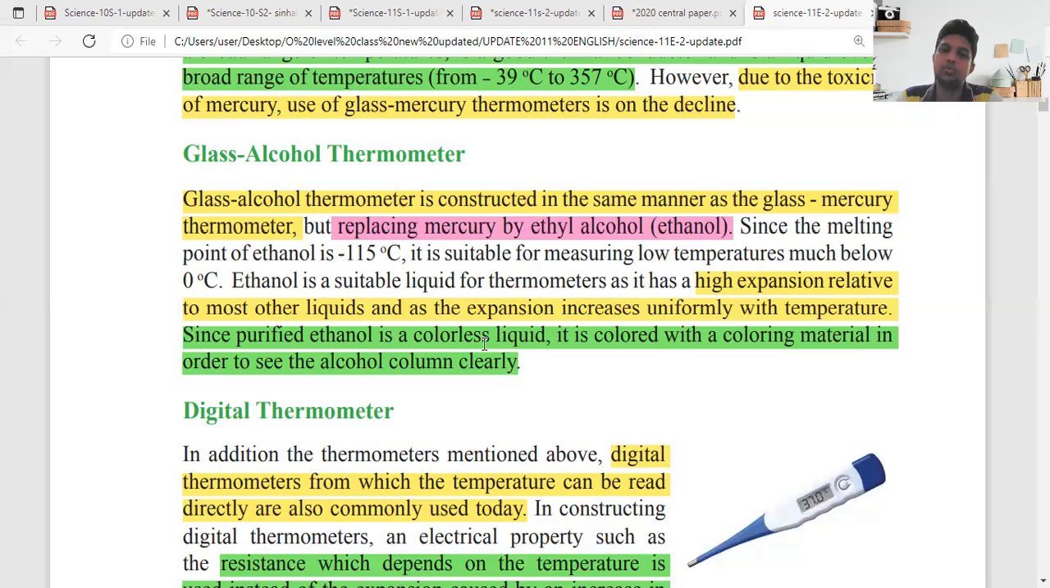This thermometer is suitable for measuring lower temperatures, much below 0 Celsius. Then write the next point.